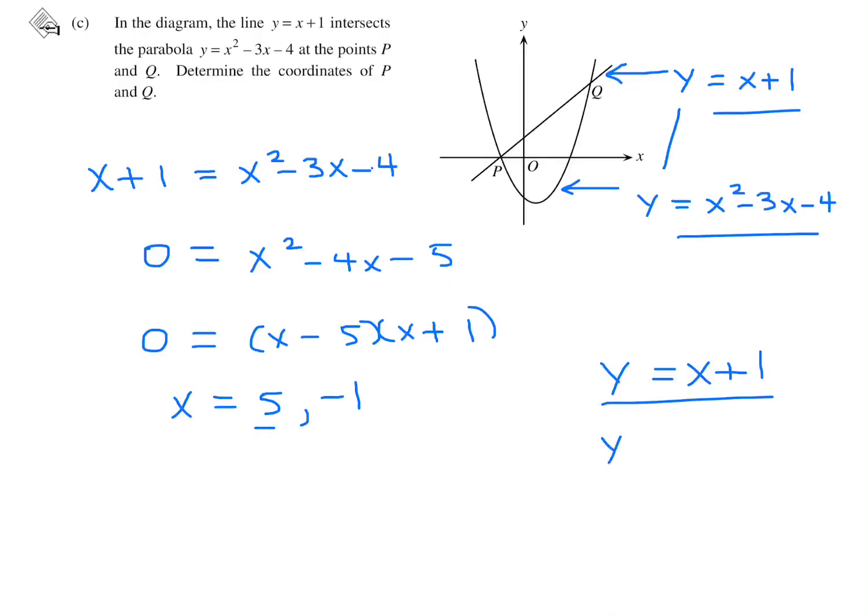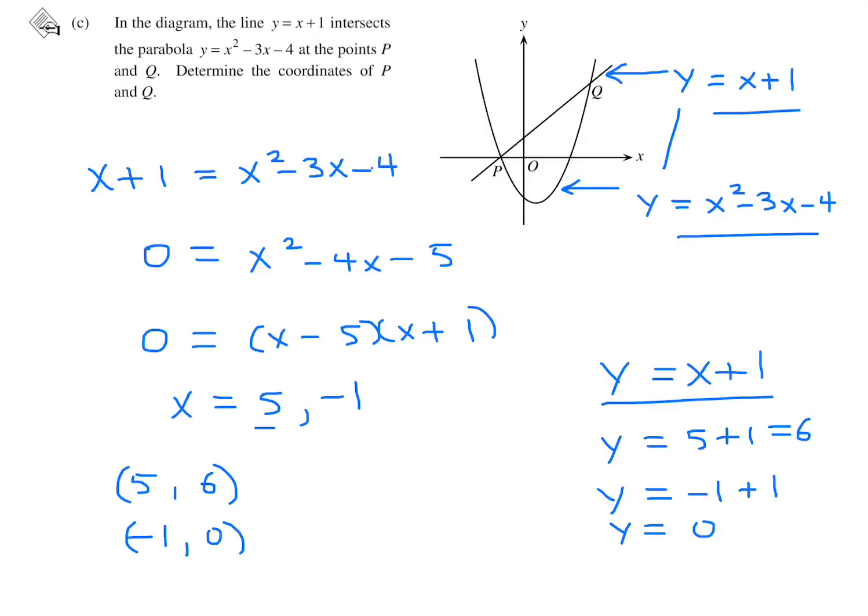So for the first x coordinate, y is going to be 5 plus 1, which is 6. So that means the first point is 5, 6. And the next one, y is going to be negative 1 plus 1, which looks like 0. So the other point is negative 1, 0. And if you want to match these according to the diagram, it looks like Q is 5, 6, and P is negative 1, 0. Okay? So those are your 2 points.